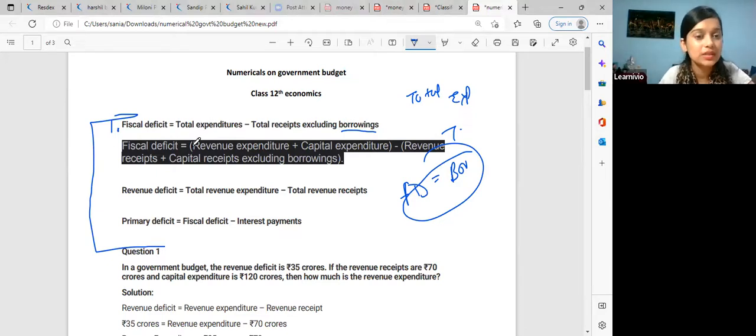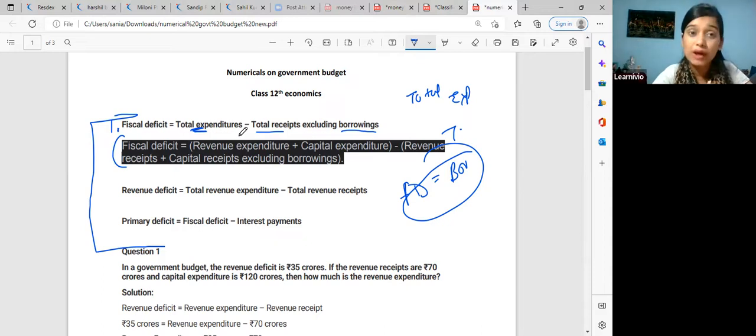Now this is the expanded one. Total expenditure includes two things, revenue expenditure and capital expenditure, right? And total receipt also includes two things, revenue receipt and capital receipt. And here also you have to exclude borrowing. This is the very first formula.